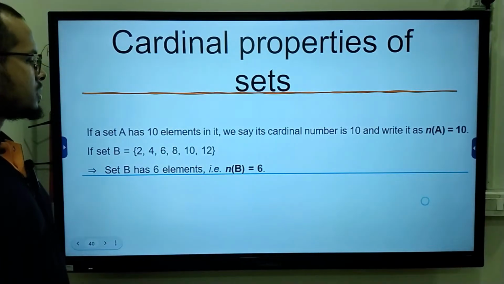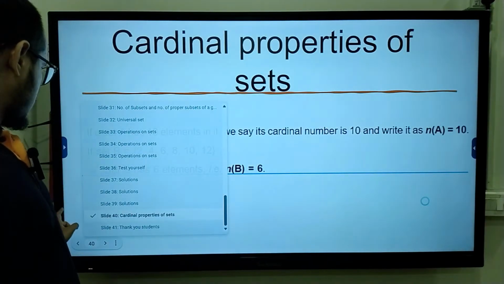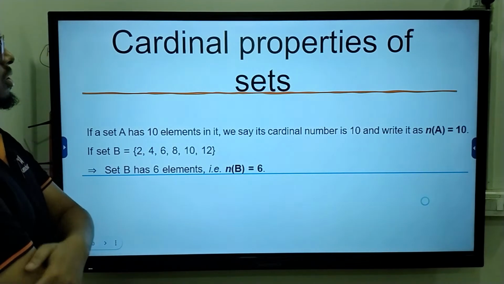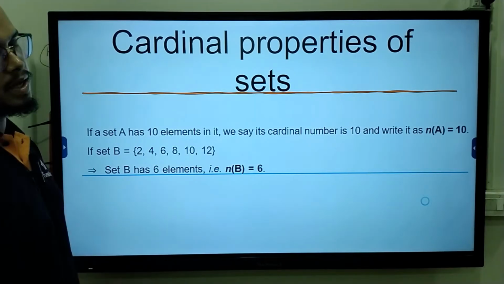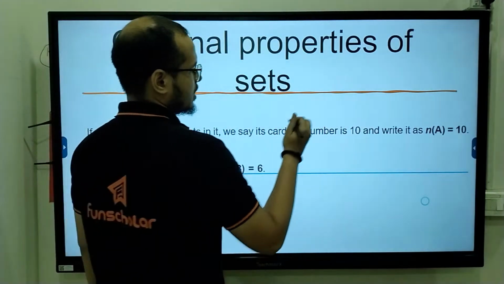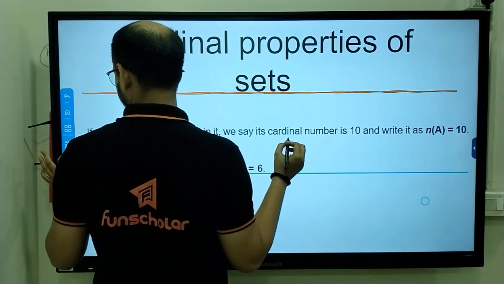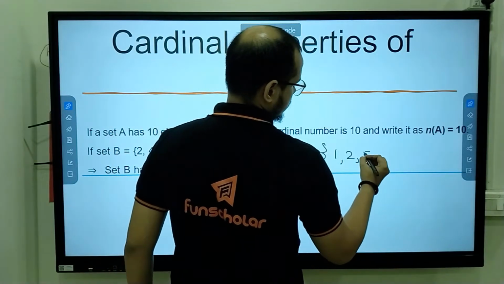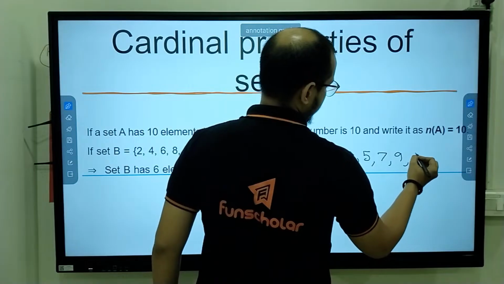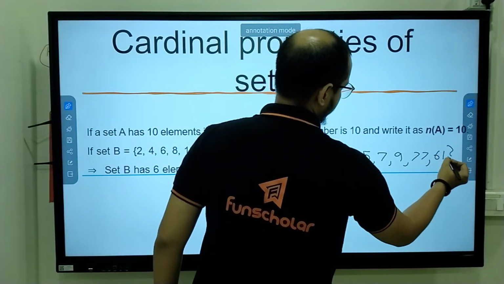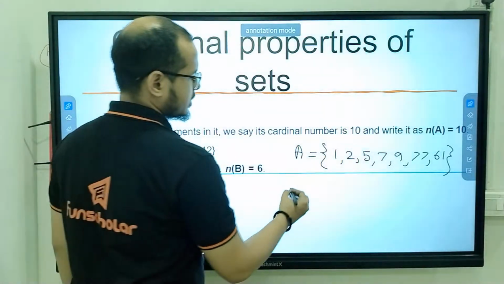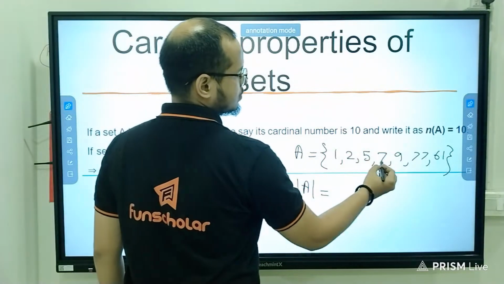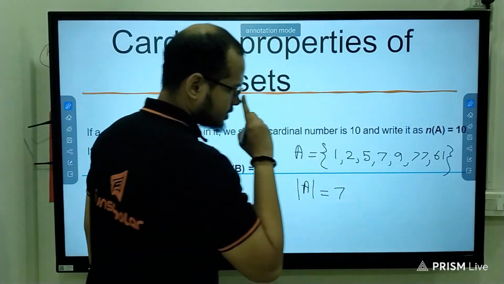Okay. Now cardinal properties of sets. Okay. Last thing that is there. If a set has 10 elements in it, we say its cardinal number is 10 and write n(A) equal to 10. See, if I write set A is equal to 1, 2, 5, 7, 9, 77, 61. Okay. So firstly, if I write cardinal number of A, we will count the number of elements. So 1, 2, 3, 4, 5, 6, 7. Cardinal number of A is 7.